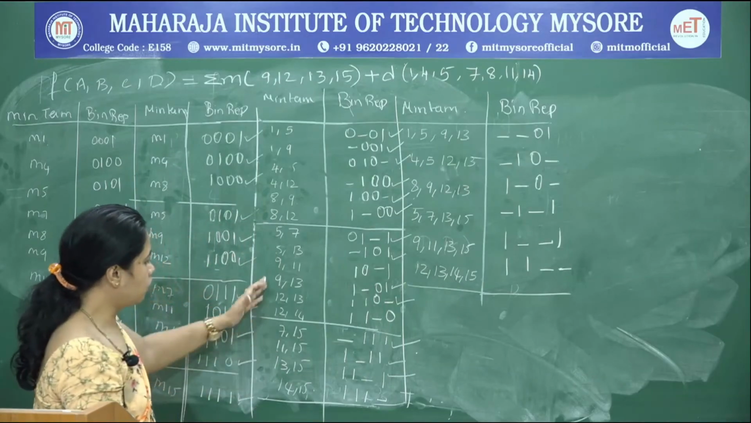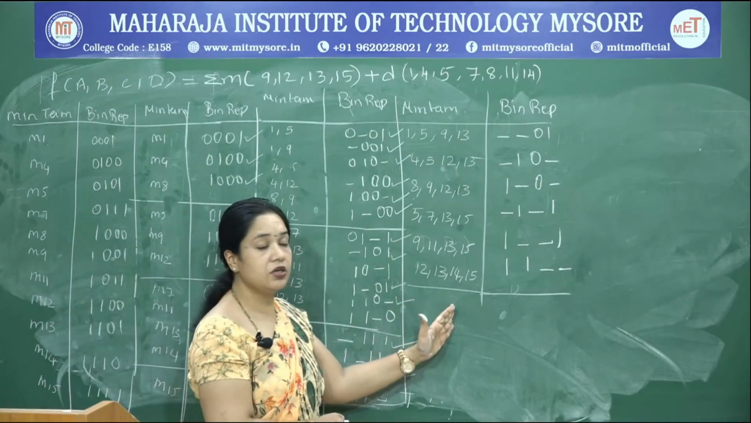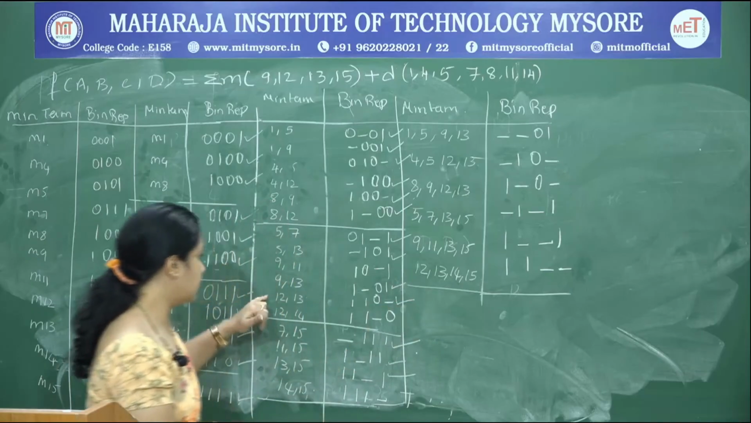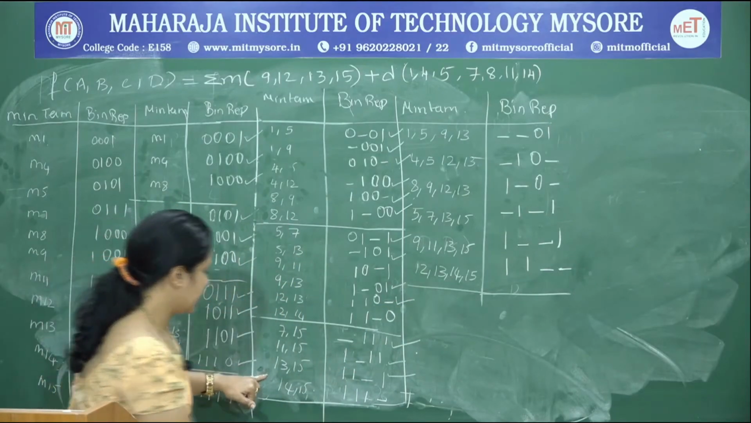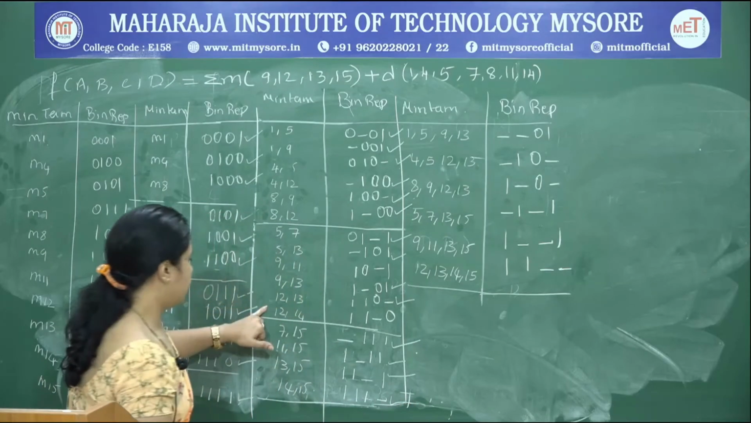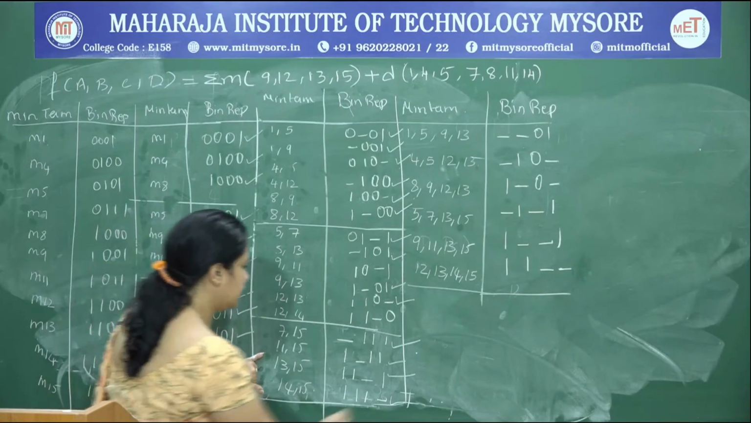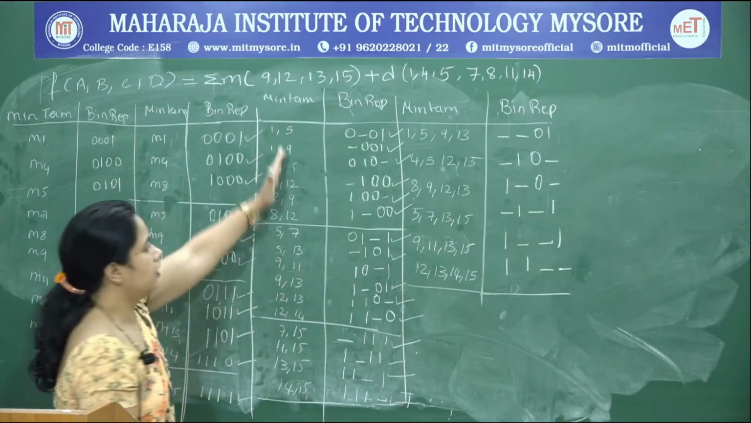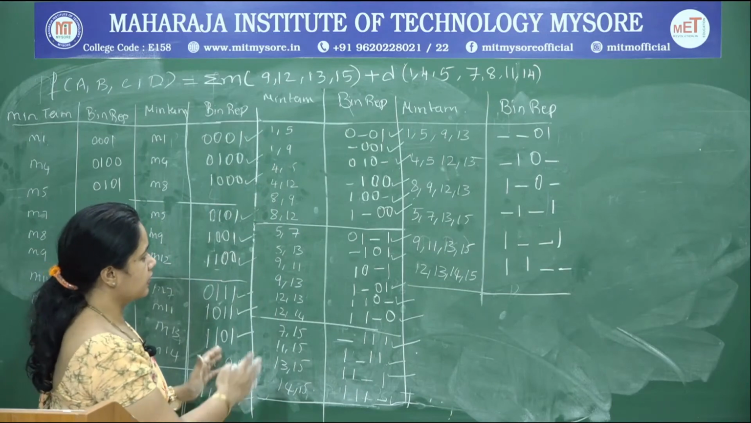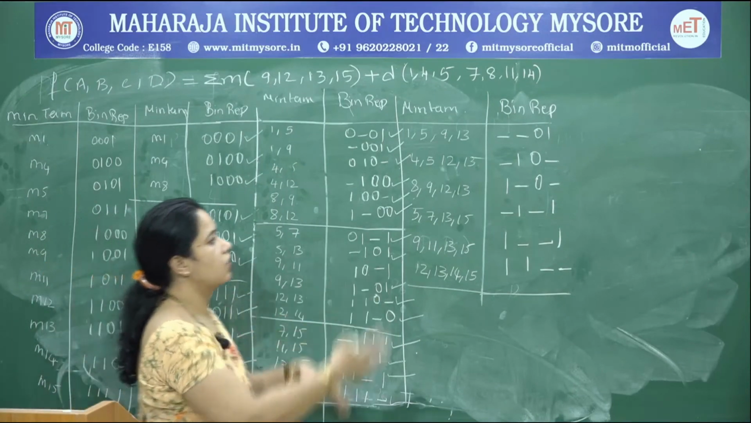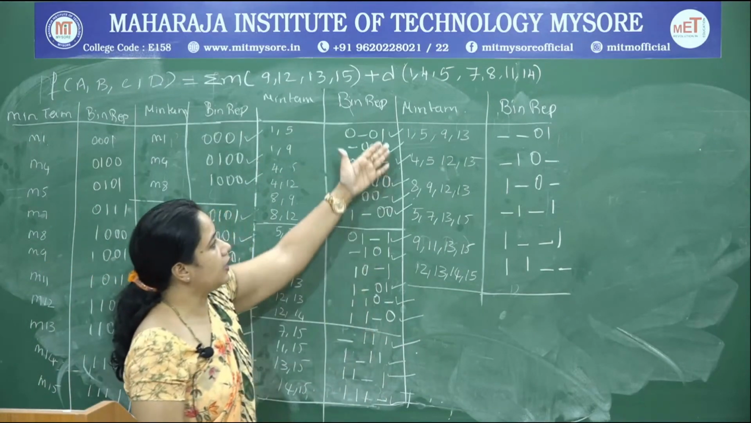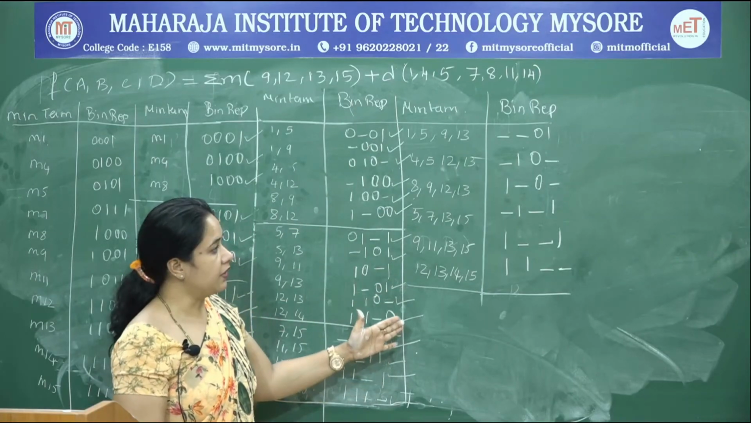So as you go on doing this, you end up merging all the elements like this. 12 13 with 14 15, yes, and 12 14 with 13 15, yes. So all the prime implicants in this column have been accounted for. So we end up getting the prime implicants like this.